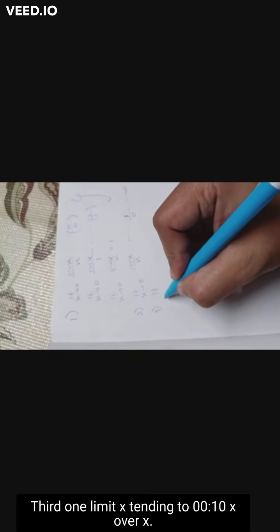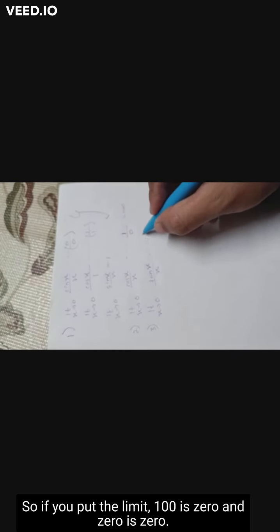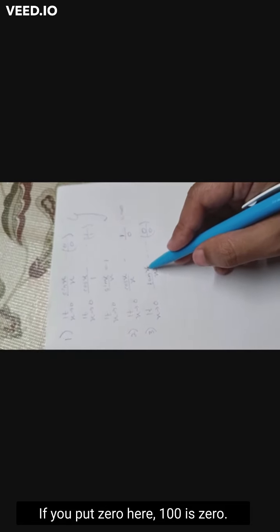Third one, limit x tending to 0 tan x over x. So if we put the limit, tan 0 is 0 and the denominator is 0, and this is 0 by 0. Now what I have told, whenever there is 0 by 0 form or infinite by infinite form, we have to apply L'Hopital rule. According to L'Hopital rule, we have to differentiate numerator as well as denominator separately.